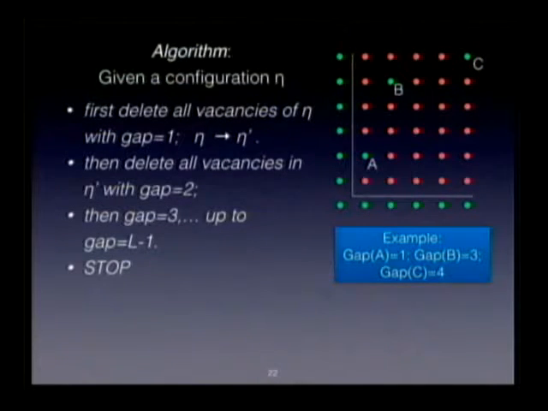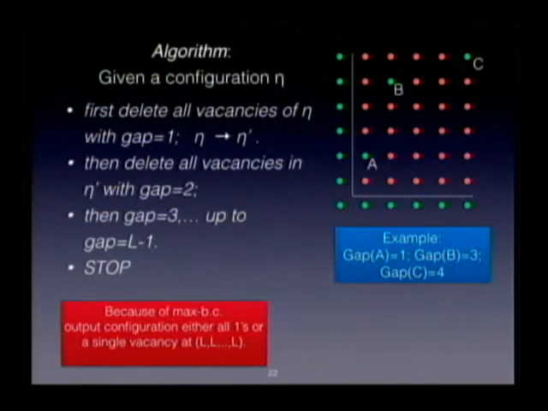How does the final configuration look like? Well, because there are frozen zeros around the boundary, the output configuration can only be of two types. Either it is all 1s everywhere, or there is a single vacancy at the topmost, rightmost vertex of your box, because maybe that vertex was at gap L, and we stopped the algorithm at L minus 1.